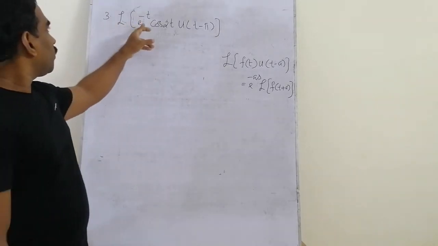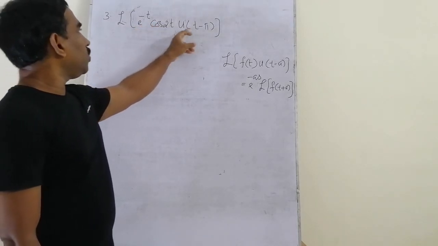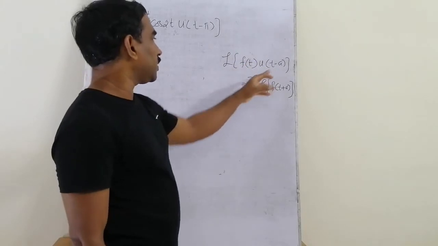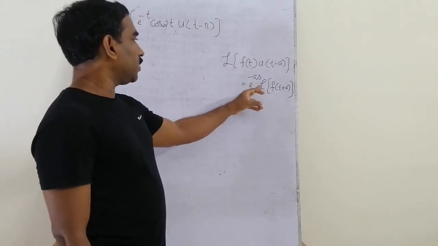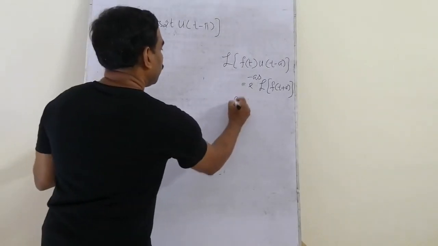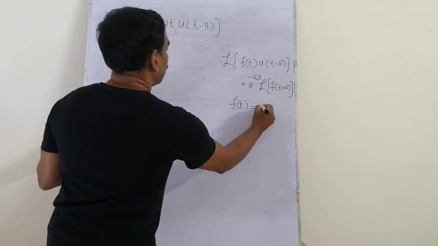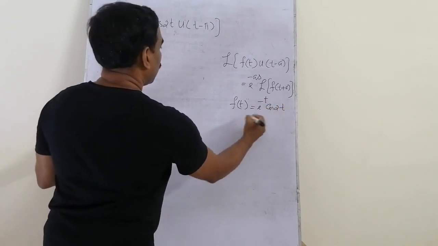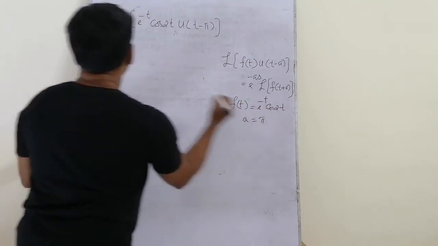Again, find the Laplace transform of e raised to minus t cos 2t into u of t minus pi. We can apply the same result. Laplace transform of f(t) into u(t minus a) is equal to e raised to minus as into Laplace transform of f(t plus a). And here what is f(t)? Here our f(t) is equal to the product function e raised to minus t into cos 2t. And here the value of a is equal to pi.